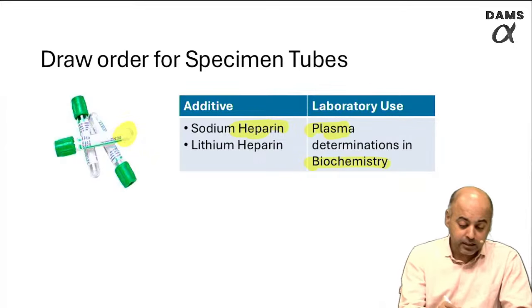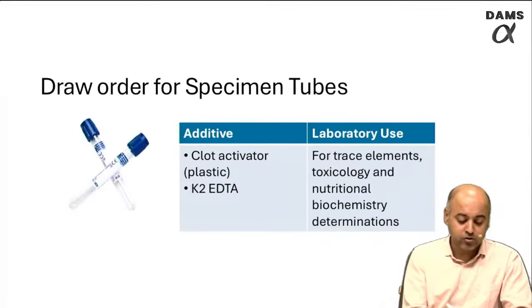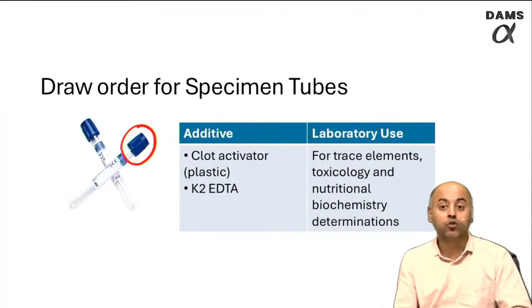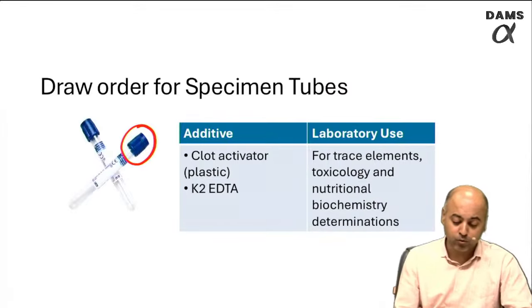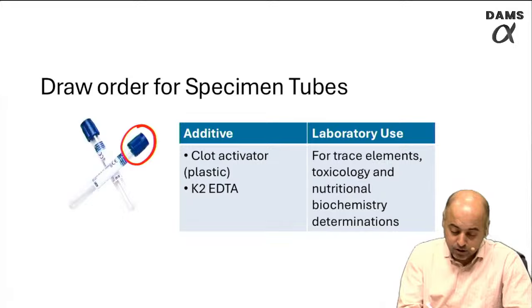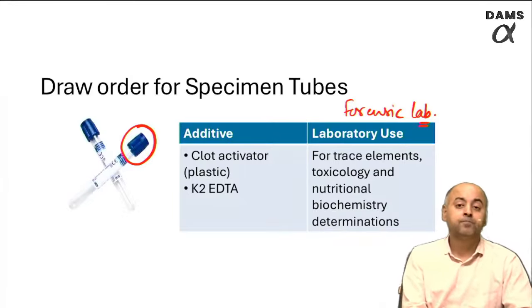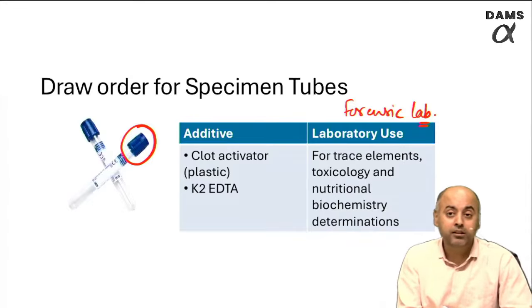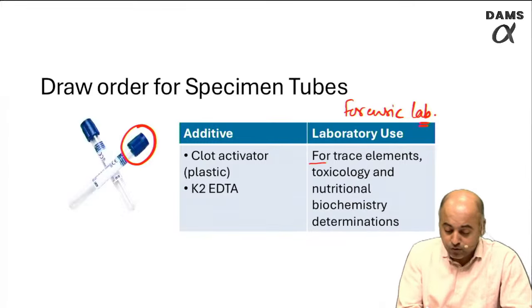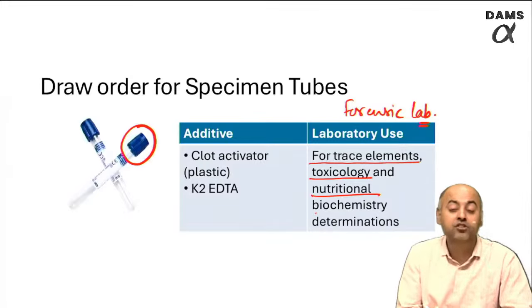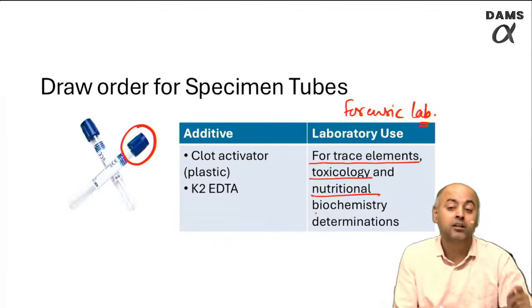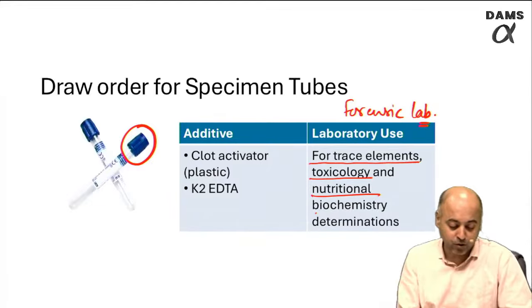And in rare cases you might come across this vial having the royal blue cap. This royal blue cap vial is used in forensic laboratories. The reason being, the cap in this vial has special treatment. So it is used for identifying trace elements, toxins, nutritional deficiencies. All of these can be estimated in sample collected in the blue top vial.